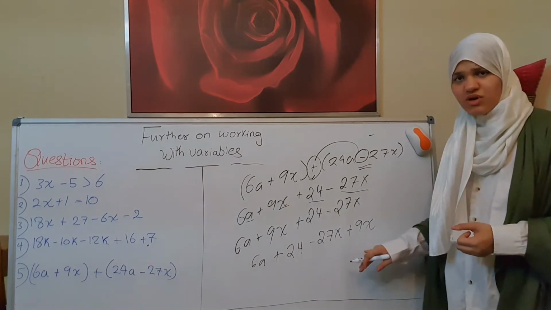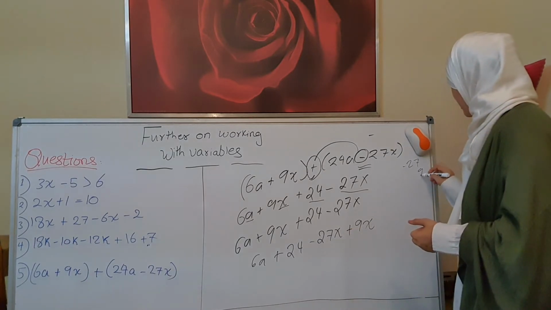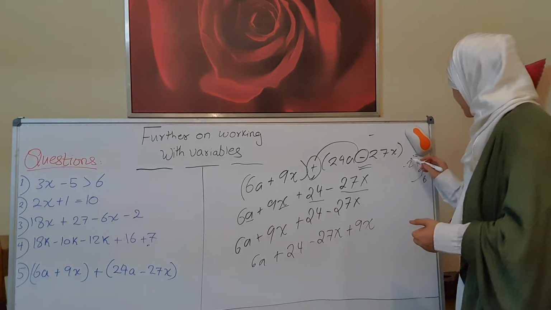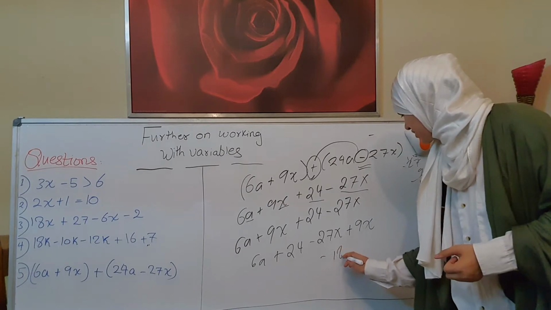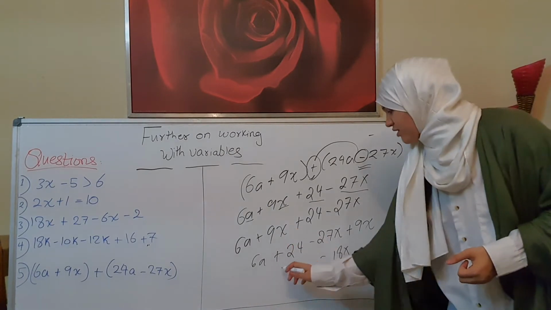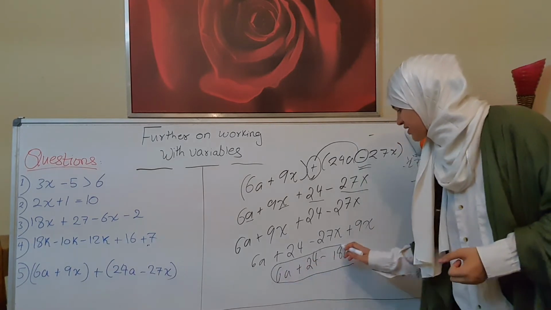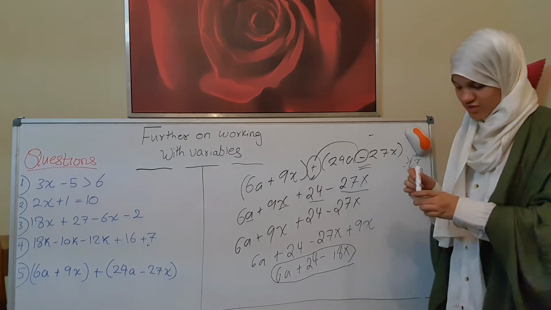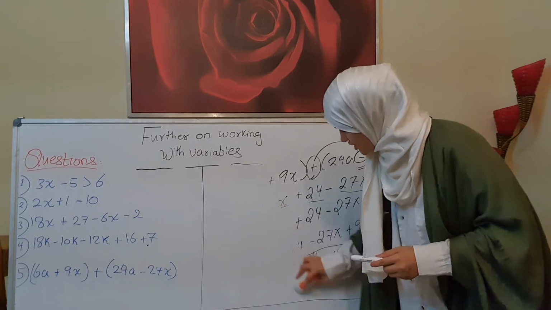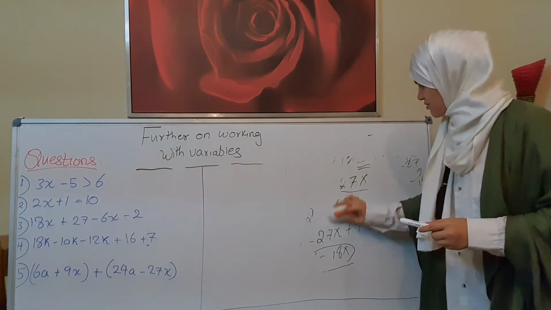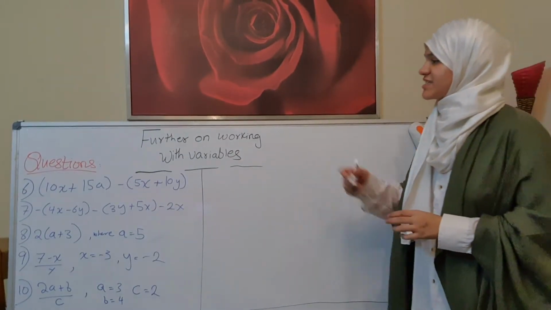Now what we will do only negative 27 plus 9. It will be the one which is left. So the last answer to be negative 18x. 6a plus 24 negative 18x is the last answer for this question. Okay, now let's continue with the other questions.